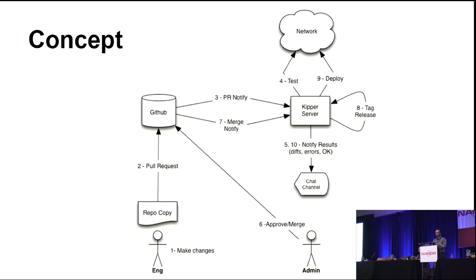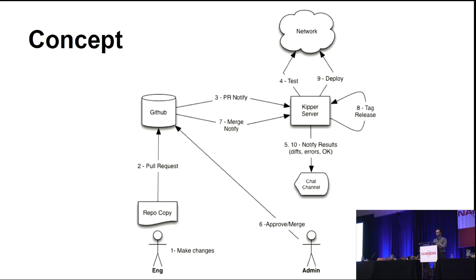Jenkins downloads the latest copy of the repository. It merges the code from the pull request. It builds the configurations using templates. And it sends a test, a dry run, to the network. It doesn't actually commit anything, but it sends a dry run to the network. And it says, tell me, does this run? Does this have any syntax problems? And if there are any changes, I want to know exactly what's changing in the device. So you get back a diff.